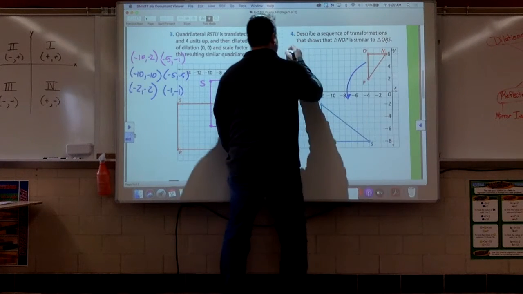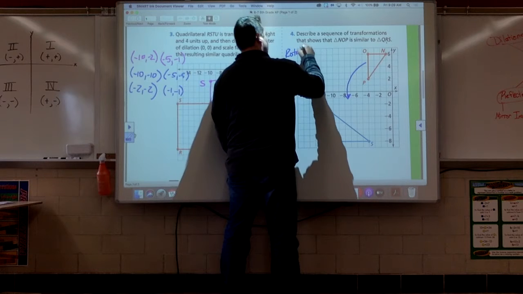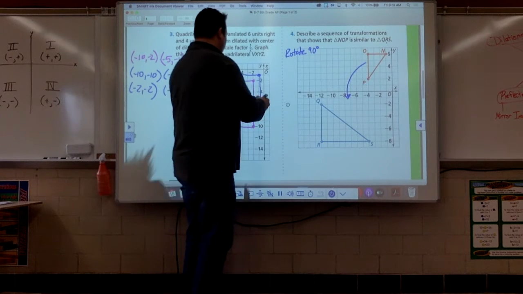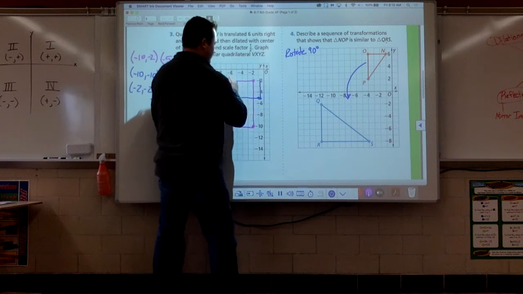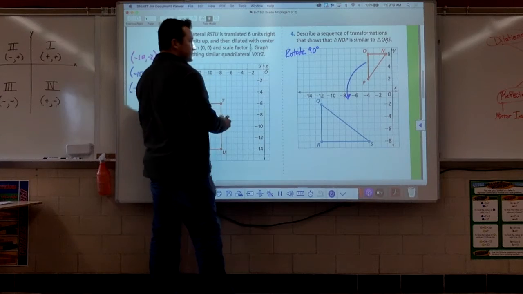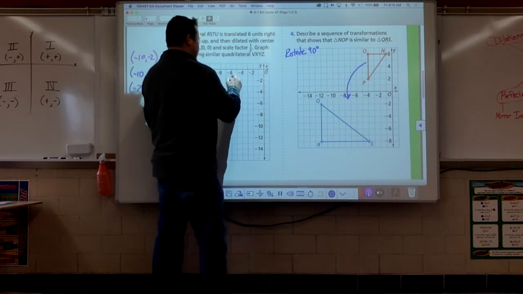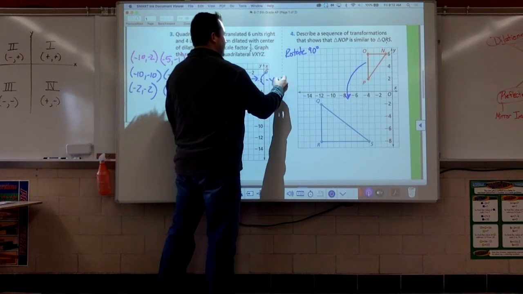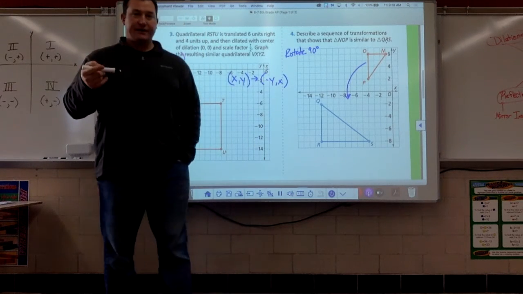So we're going to rotate 90 degrees, okay? We need our 90-degree rule, right? I'm going to make some room over here on my quadrilateral. That is now gone, okay? Our 90-degree rule says take your ordered pair, and it turns into -y, x.